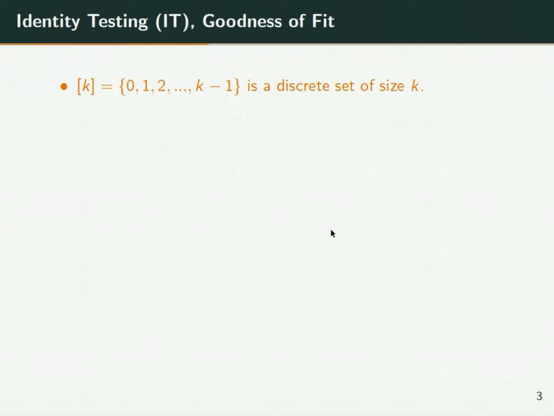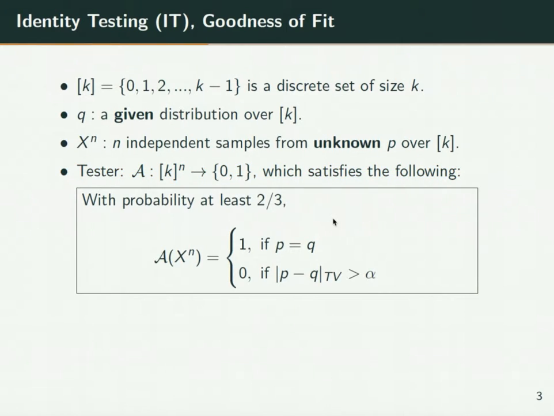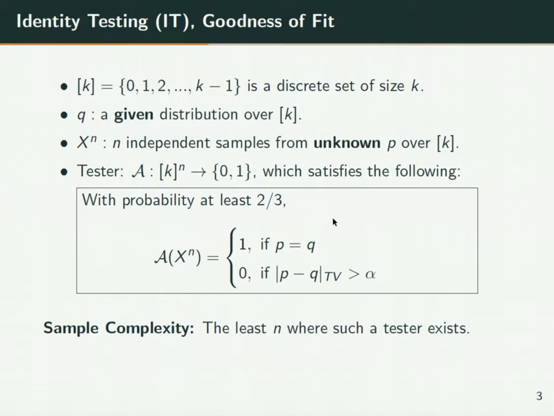Suppose you have a discrete set of size k, and a given distribution Q over the set. After that, you generate n independent samples from an unknown distribution P. With this, your goal is to come up with a tester, which is a randomized algorithm that outputs 0 or 1, which satisfies the following. With probability at least 2/3, if your data is generated from the distribution Q, then you should output 1. If the data is generated from a distribution P that is TV distance alpha far away from Q, you should output 0. The sample complexity of this problem is defined as the least number of samples any tester should use.